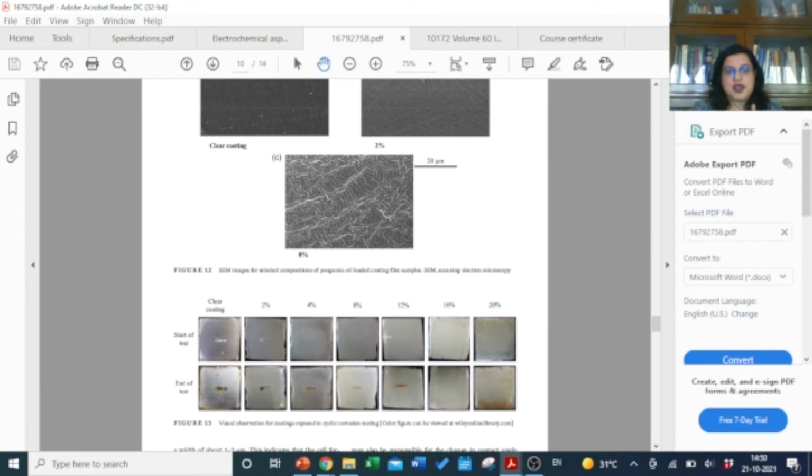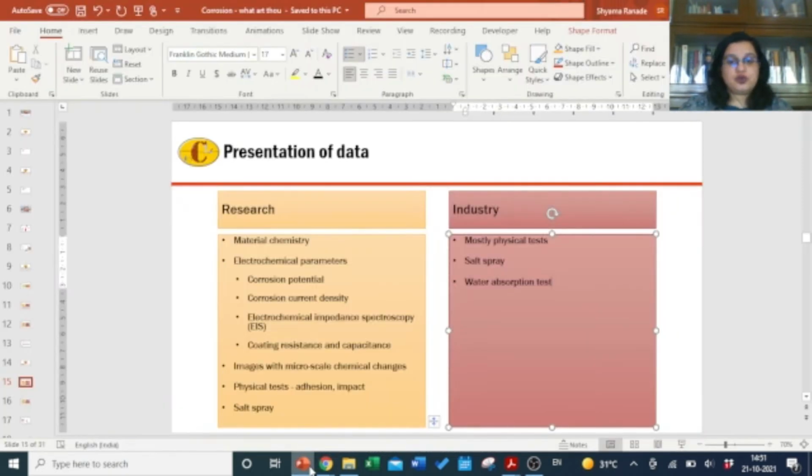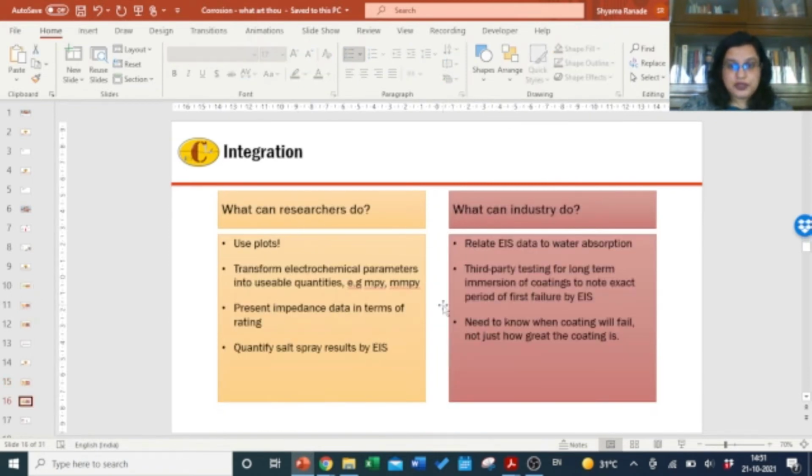So as a researcher, I need to quantify my results and communicate them, but I also need to do more tests with respect to the chemical standards that were given in the TDS, such as chemical resistance, solvent resistance, water resistance, etc. That will help me do the quantification and communicate it, so that they can match it with the excellent, very good standards that have been given. So, an integration with the data sheet would be, again, as a researcher, use plots, use more impedance, and try to quantify the salt spray test.